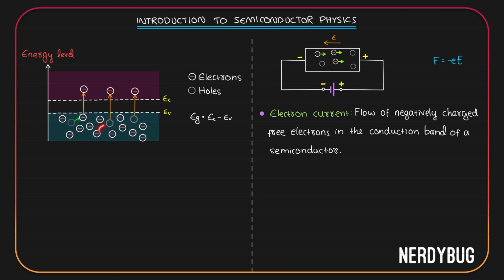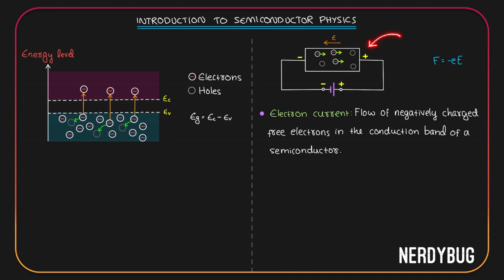Similarly, maybe this one can go over here, and maybe this one can go here. Now, instead of saying the electron went from here to here, we could say the hole went from here to here. Effectively, we can think of holes as a positively charged particle. This will help us differentiate whatever is happening in the conduction band and whatever is happening in the valence band.